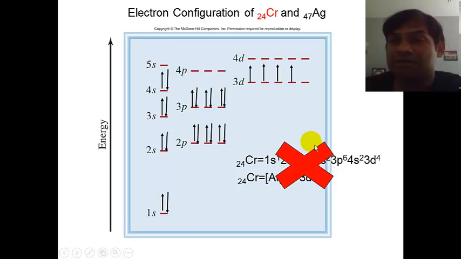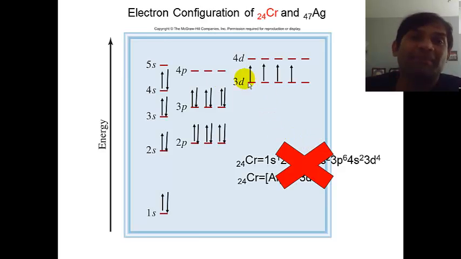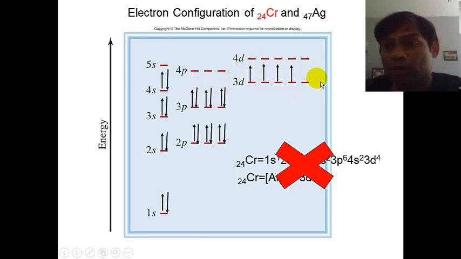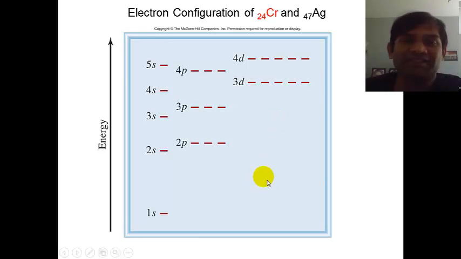So chromium, along with silver, are actually exceptions to the rule. And what happens is that it turns out it's more stable if this electron gets promoted and you have a completely half-filled 3d orbital. So having a completely half-filled 3d orbital or 3d shell is much more stable than just having a 3d with an empty slot here. So what happens is that you have promotion of this electron to here. So let's look at it in the right way, and let's account for all our 24 electrons.